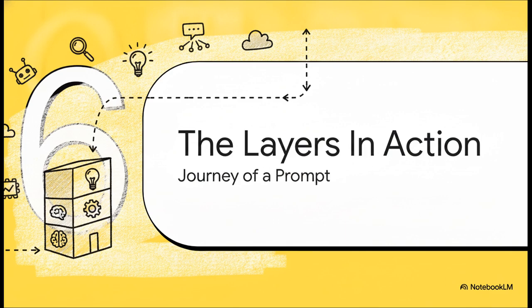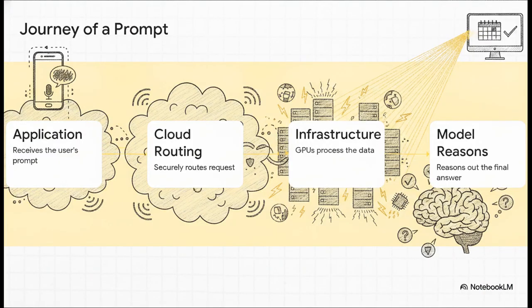Okay, Section 6, the layers in action, the journey of a prompt. Let's tie it all together and track exactly how a single request travels through our 4-story building. Imagine you ask an AI to plan a 5-day trip to Dubai. First, the Layer 4 application catches your prompt through its user interface. Second, Layer 3, the cloud, securely routes that request across the internet to a massive server farm. Third, Layer 2's powerful GPUs spark to life, executing billions of calculations to process the data.